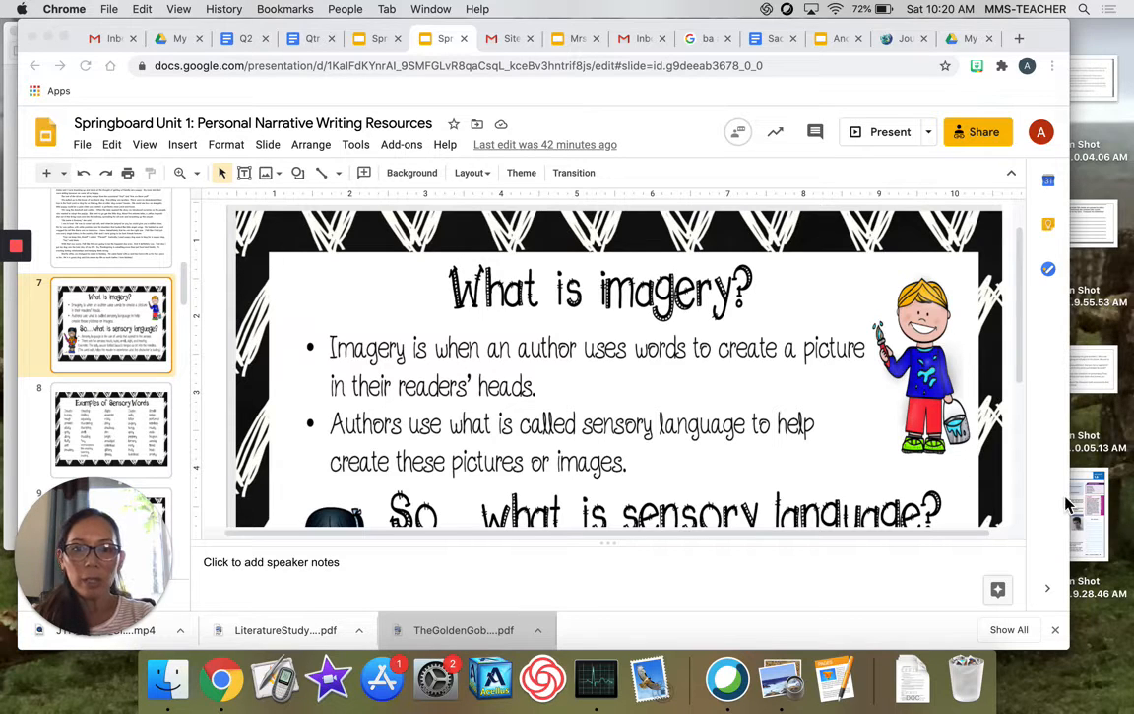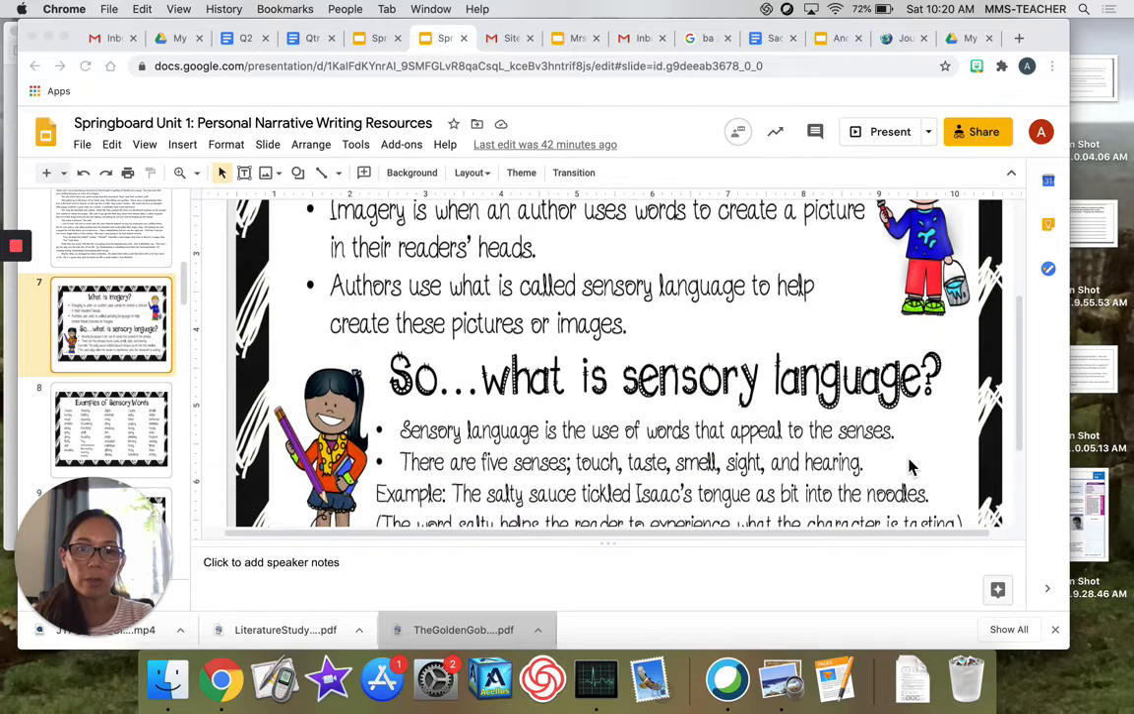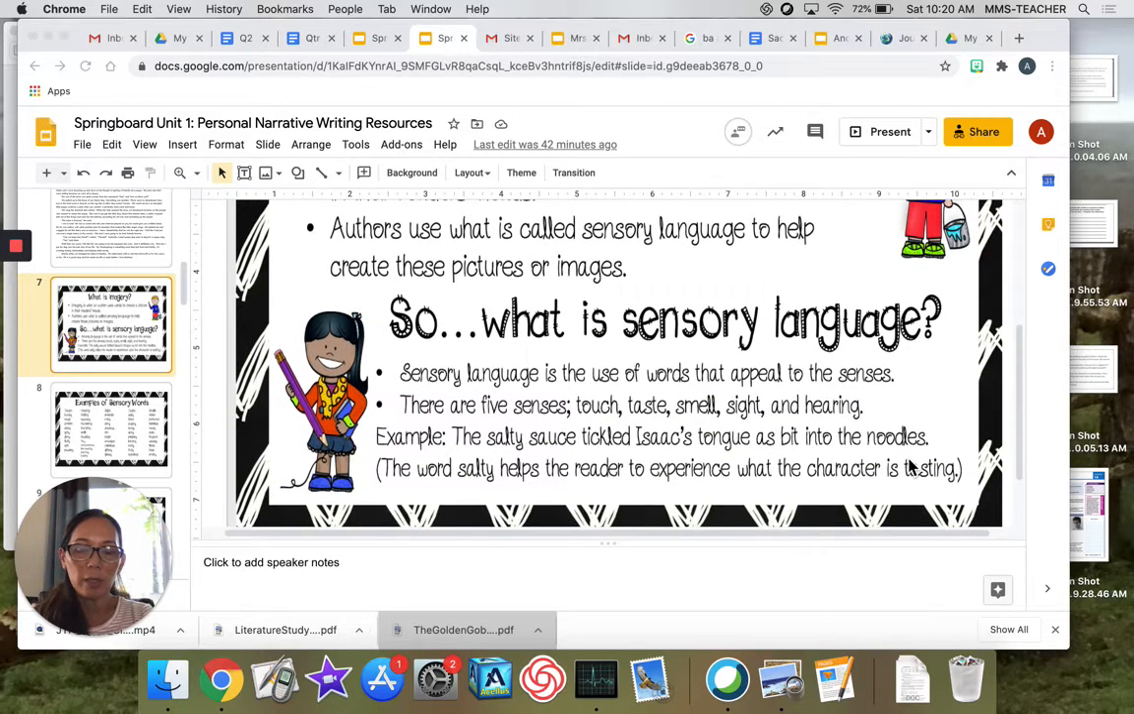What is imagery? Imagery is when an author uses words to create a picture in their readers' heads. Authors use what is called sensory language to help create these pictures or images. So what is sensory language? Sensory language is the use of words that appeal to the senses. There are 5 senses: touch, taste, smell, sight, and hearing.